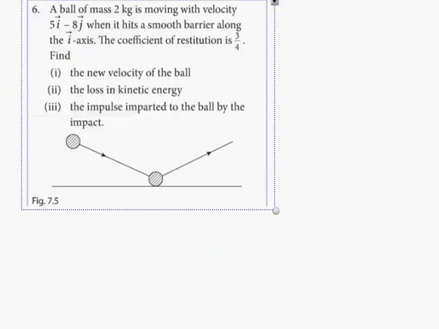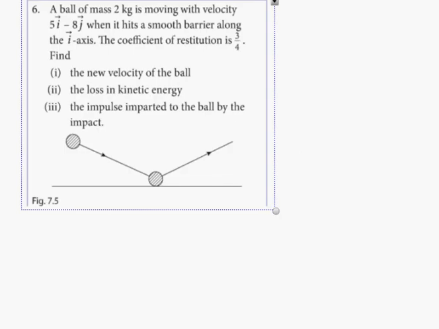Now, a ball of mass, oh, why do we keep doing that? A ball of mass 2 kilograms moving with velocity 5i minus 8j when it hits a smooth barrier along the i-axis. Coefficient of restitution is 3/4. Find the new velocity of the ball.